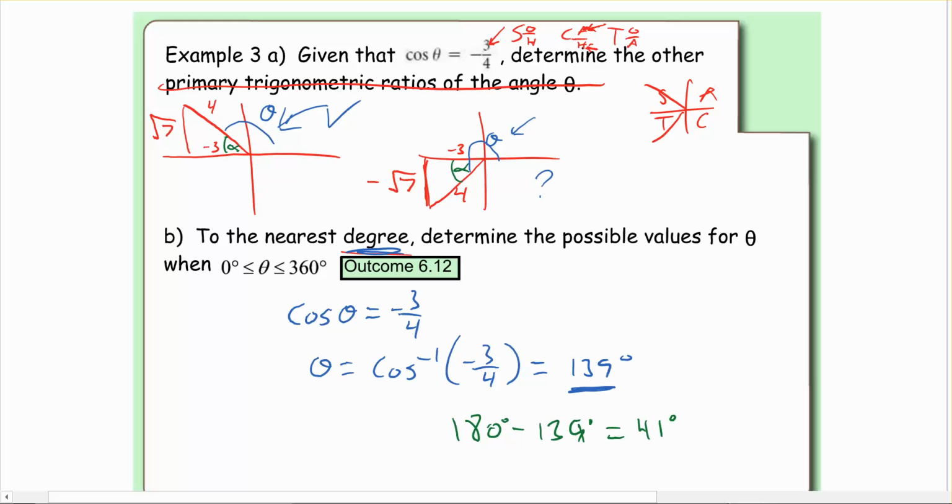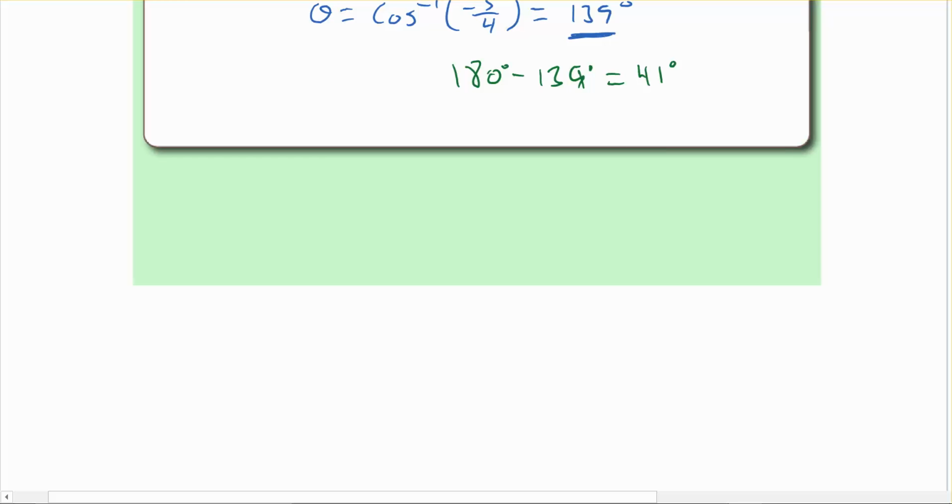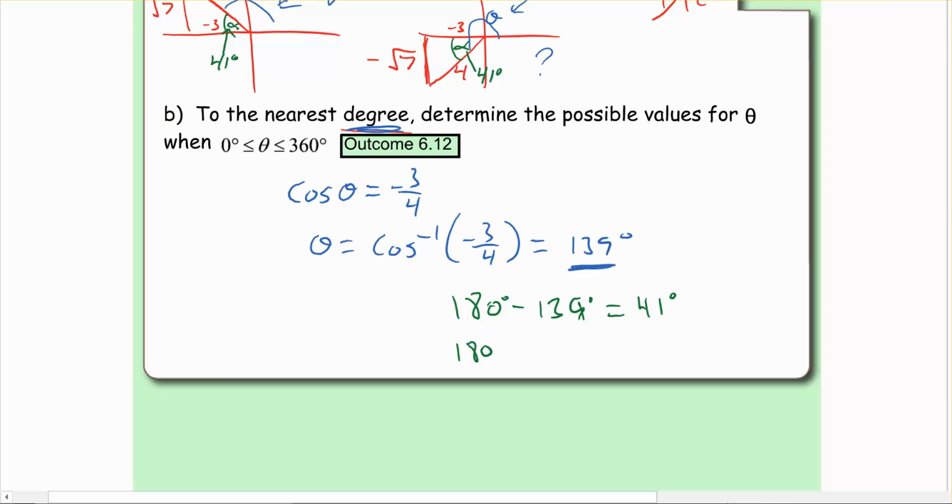And the reason I do that is because now I can see, well, that means this is 41 degrees. But that also means that this is 41 degrees, right? So if I know that that's 41 degrees, now all I have to do is go 180 plus that reference angle of 41 degrees, which is equal to 221 degrees. So those are my two possible angles.